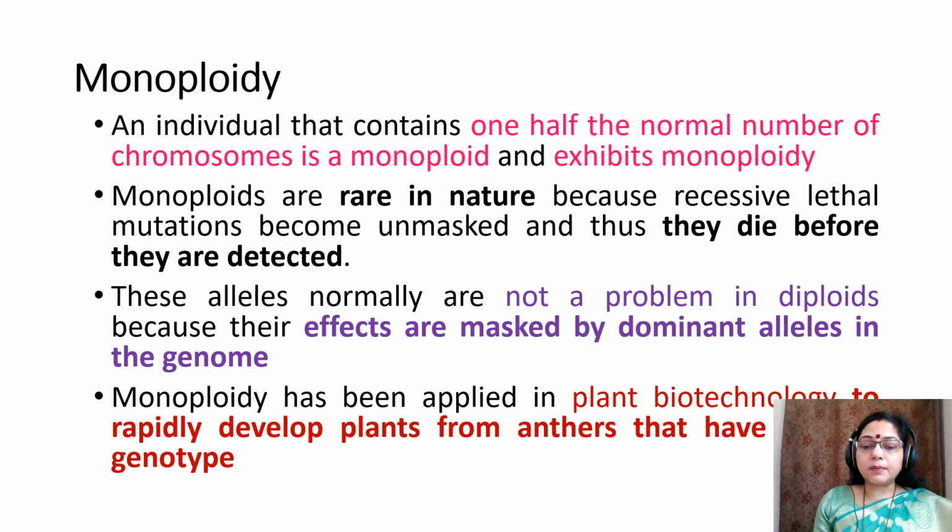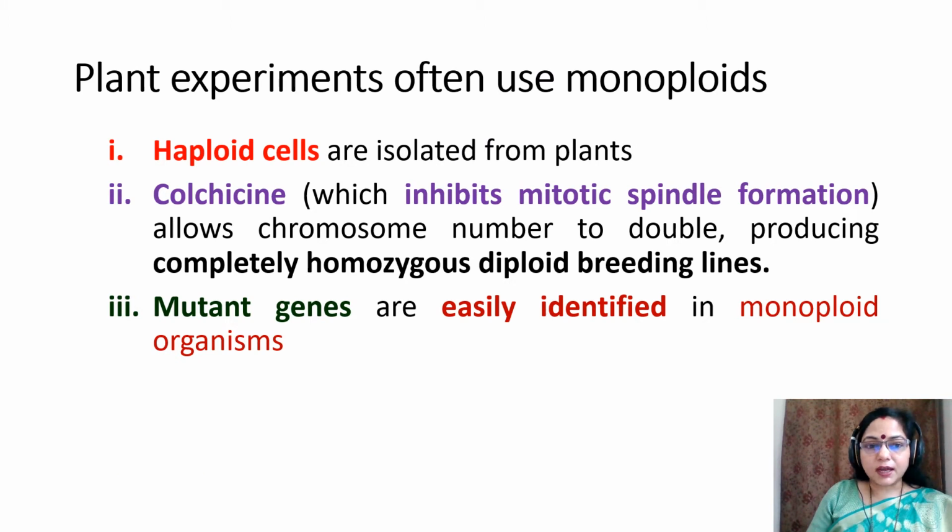Monoploidy has been applied in plant biotechnology to rapidly develop plants from anthers that have a fixed genotype. Monoploids are often useful in plant experiments. For example, haploid cells are isolated from plants. Colchicine, which inhibits mitotic spindle formation, allows the chromosome number to double, producing a completely homozygous diploid breeding line. Mutant genes are easily identified in monoploid organisms.